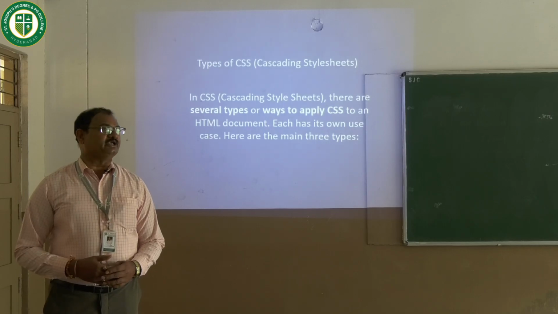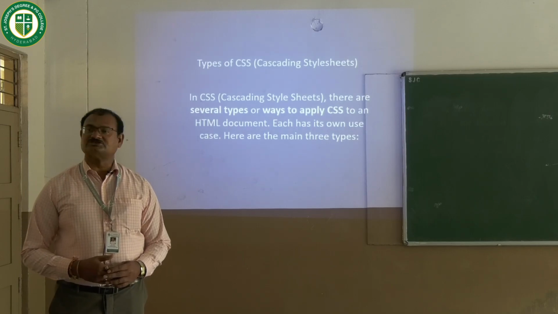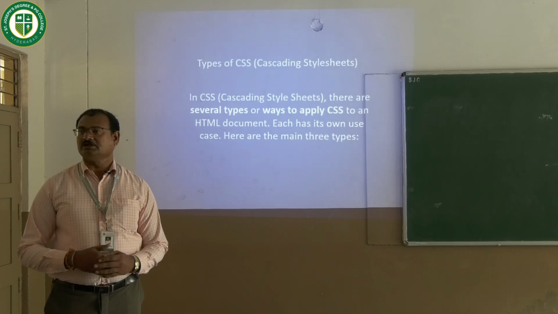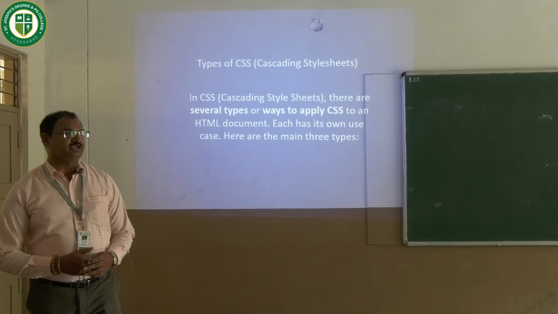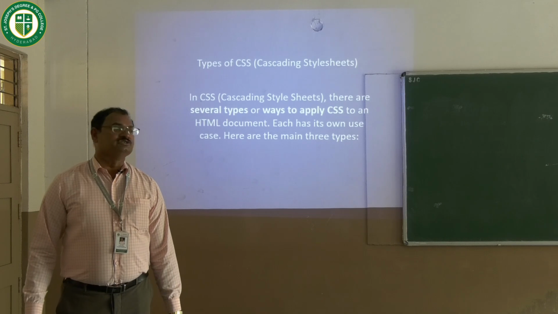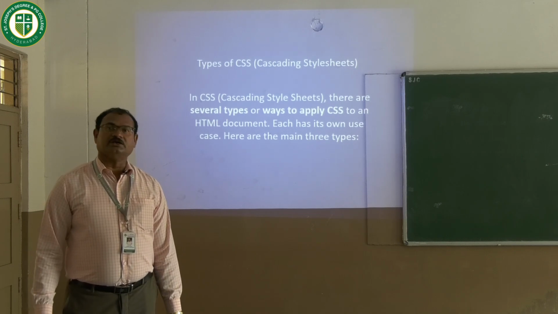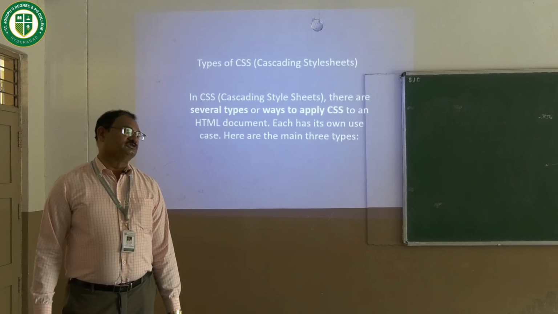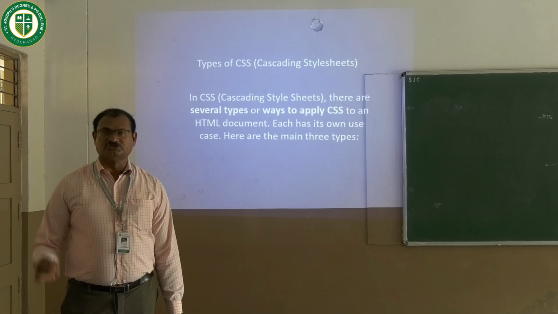The link tag is placed in the head section of the HTML document. The link tag has three essential attributes. What are the essential attributes of the link tag? They are rel, type, and href.